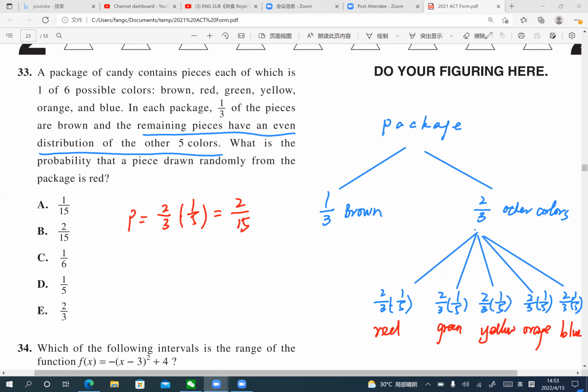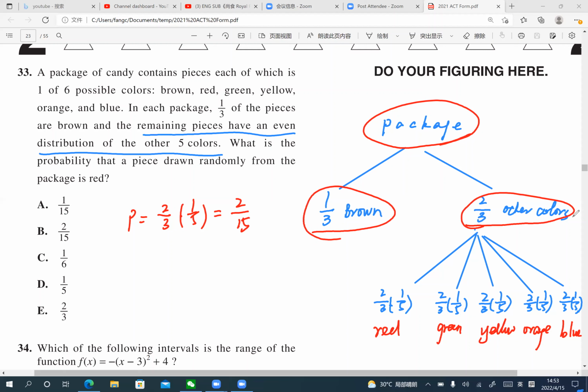From the illustration on the right, we can tell that in the whole package, 1/3 of them is brown. So 2/3 is other colors. From the given information, the remaining pieces have an even distribution of the other 5 colors. So each color has 1/5 of 2/3.